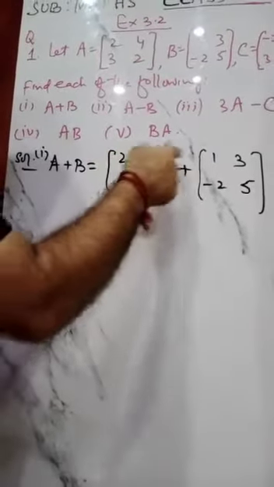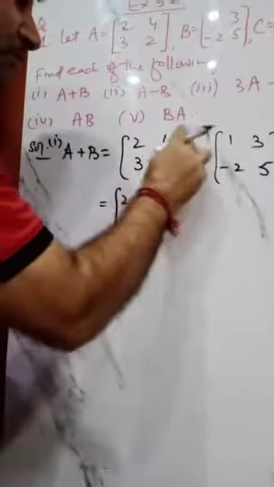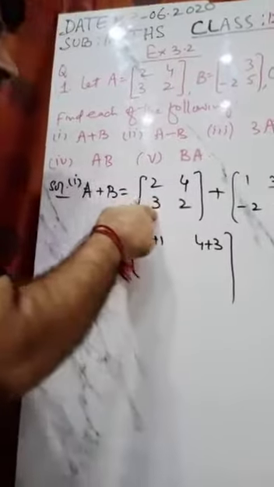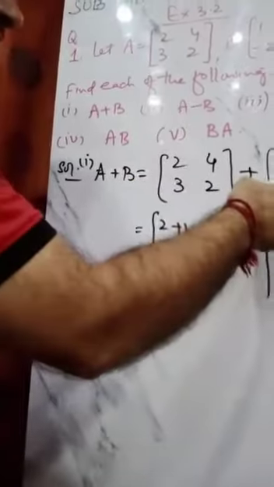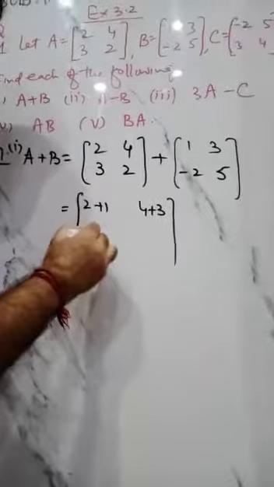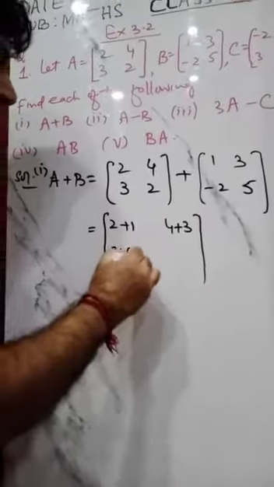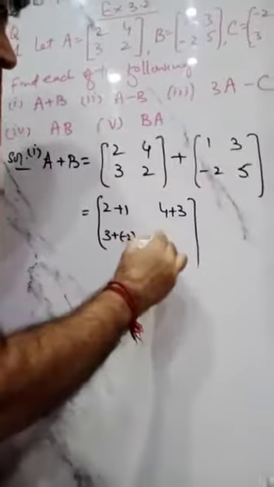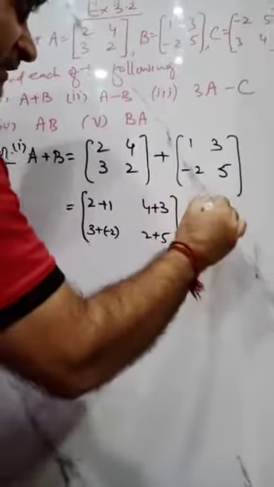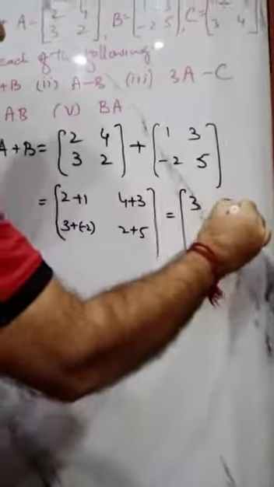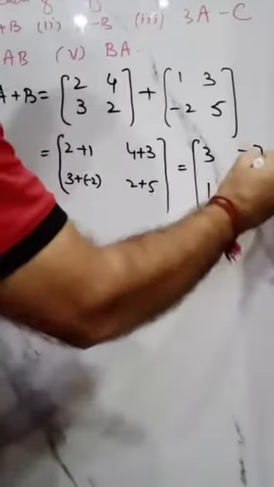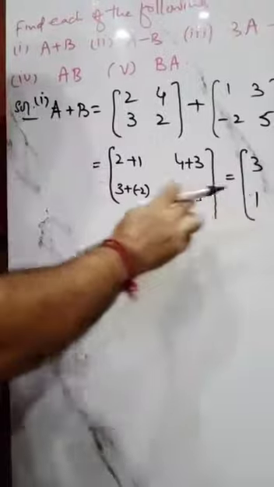Then A12 plus B12, that is 4 plus 3. Then A21 plus B21, that is 3 minus 2, because you write 3 plus minus 2 like this. Then you will have 2 plus 5. So what will you get? You will get 2 plus 1, 3, 4 plus 3, 7, 3 minus 2, that is 1, and again you have a 7. So this is A plus B.